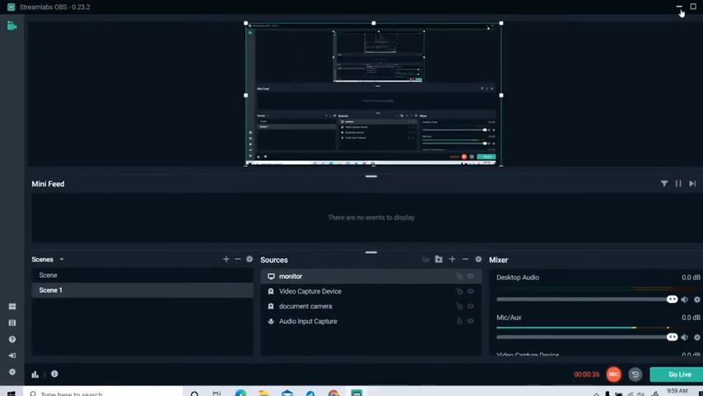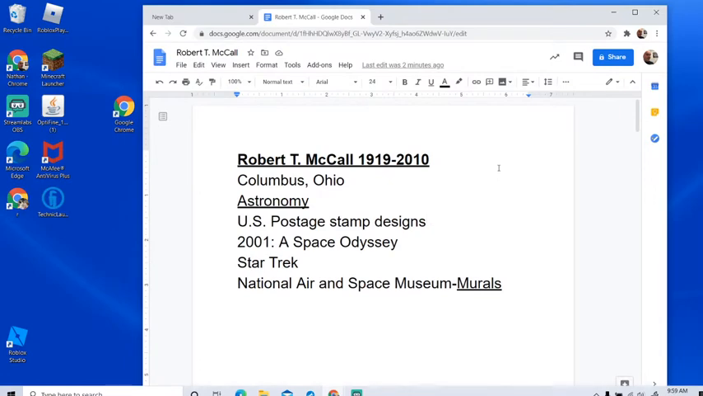Robert T. McCall was born in 1919 and he passed away in 2010. He was from Columbus, Ohio. He loved to study astronomy, which is the study of outer space, basically, and just something he was always interested in, but he was really an artist. Some things that he accomplished during his life: making designs for postage stamps, and he would design outer space themes for that. And he did that because it was around a time where there was a lot of space exploration happening, like the first man on the moon, and that was something that he designed a painting of.